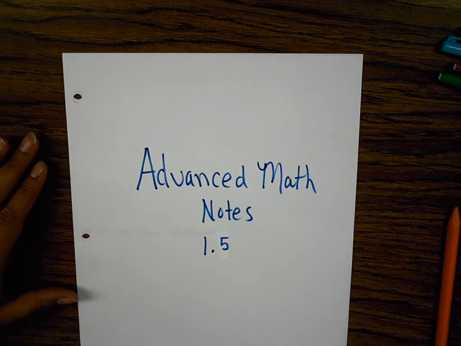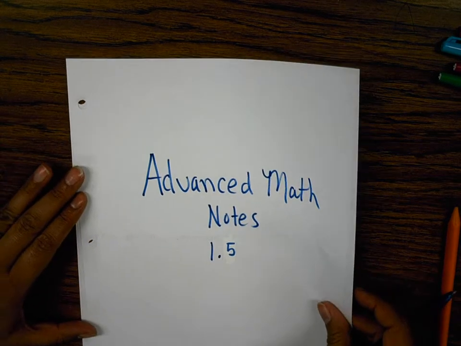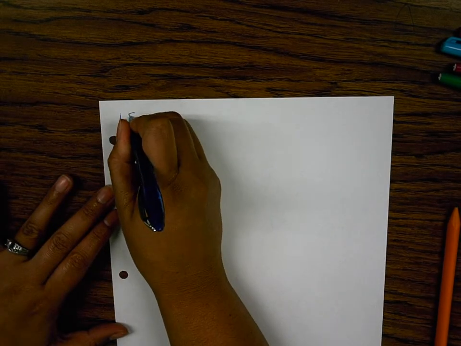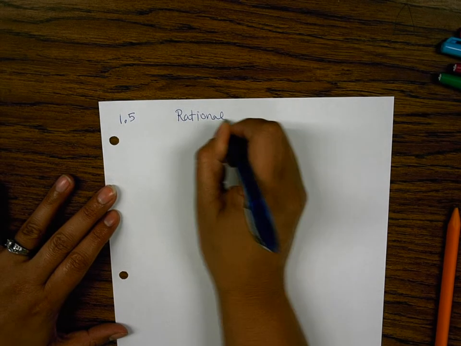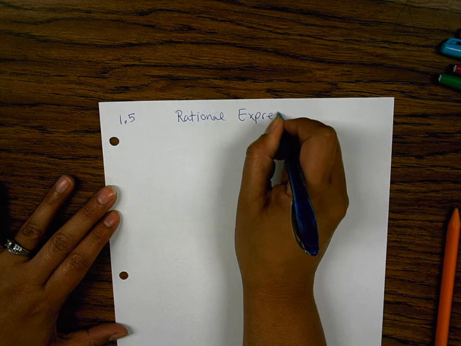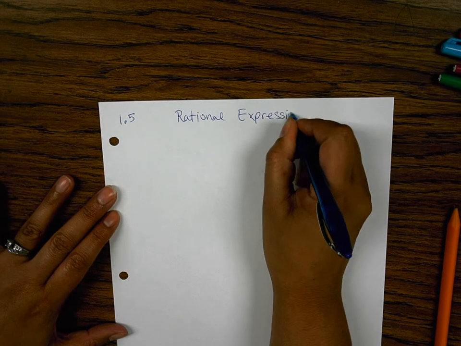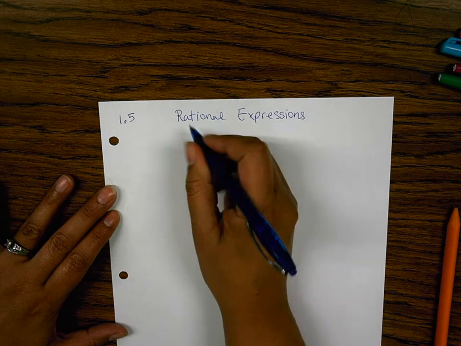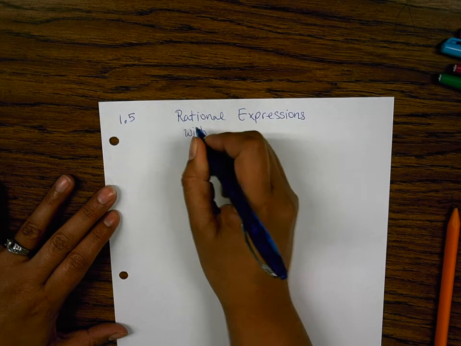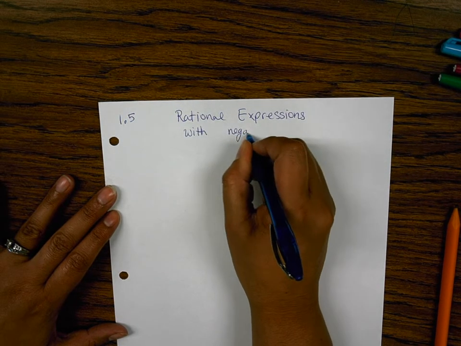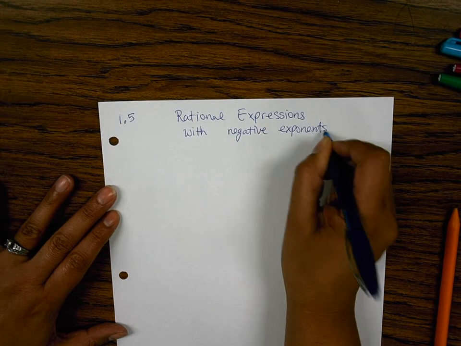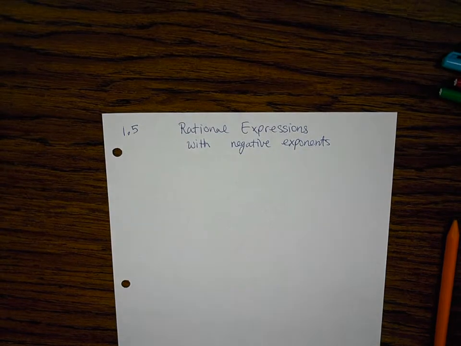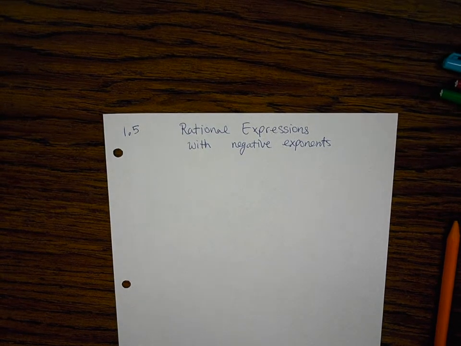Okay, this is lesson 1.5, Advanced Math 1.5. Make sure you have your objective number, and the title is Rational Expressions, which is what we did yesterday, but it's rational expressions with negative exponents.